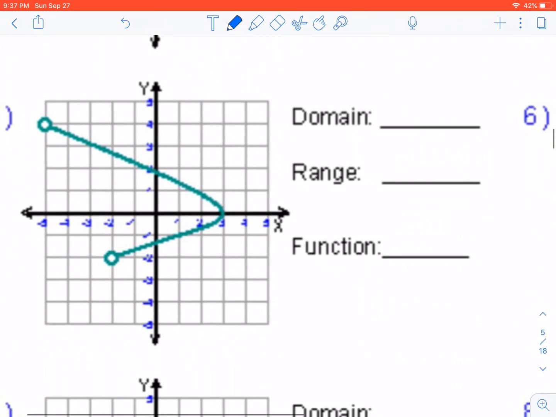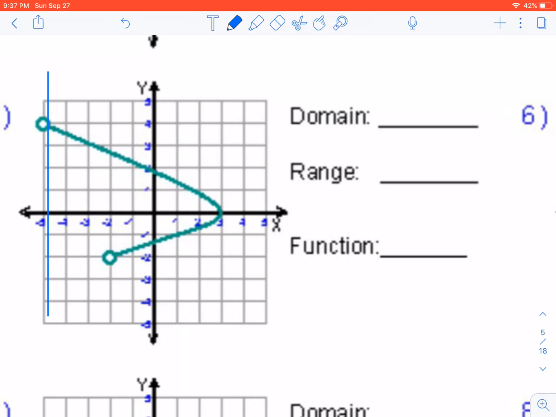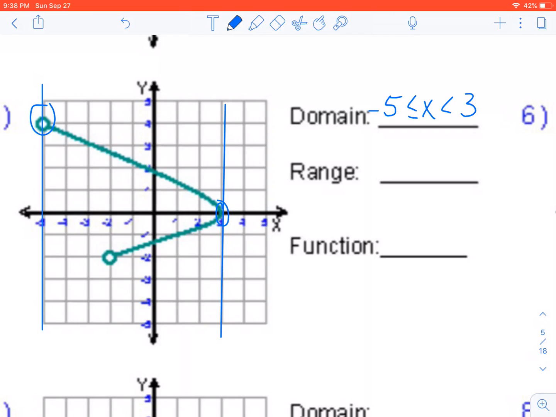Let's look at this one. Farthest to the left for domain. Domain is x. Remember, that's left to right. Farthest to the right it goes. Let's see if I can actually get that on there. There we go. Close. So farthest to the left it goes is -5. Farthest to the right it goes is 3. Doesn't touch, does. So it's less than, so it's less than or equal to.